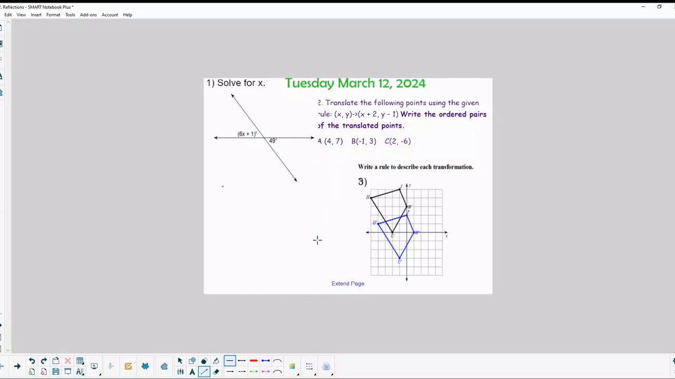Assignment is about reflections. So let's do a couple of bell work problems real quick to make sure we stay in touch with what we've already learned. In this one, we're going to just solve for x.